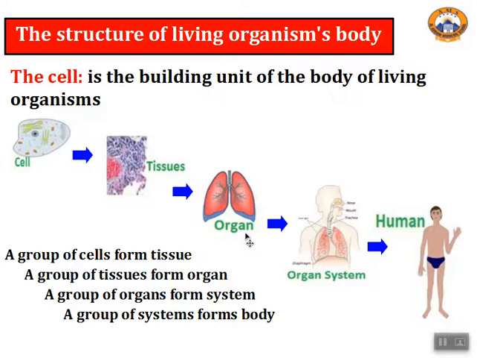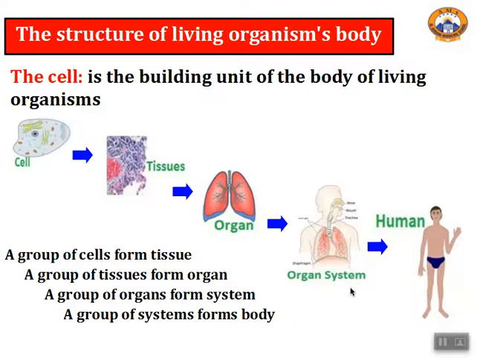Now the organ can make a function, but a group of organs help each other to make a complete function. The group of organs form something bigger called the system. Now the system can make a complete function, but each system has its own function. The human body is formed of a group of systems, and each system has a certain function to do to help the body to stay alive.